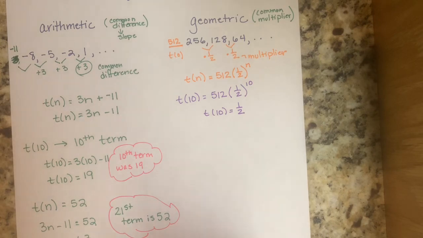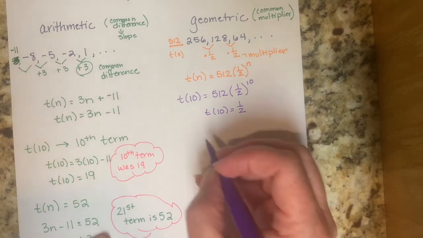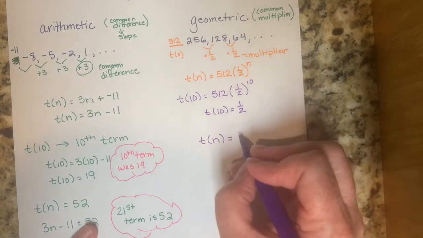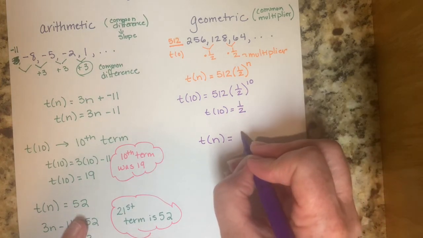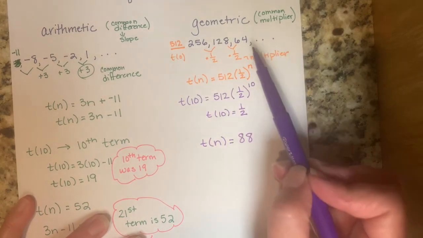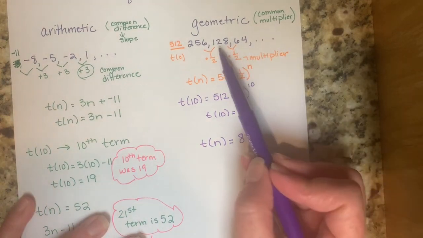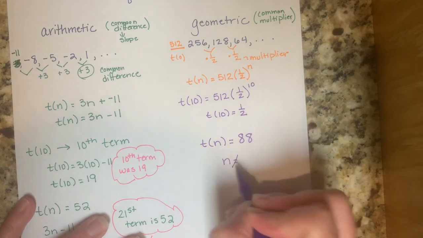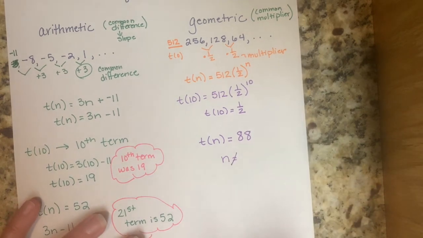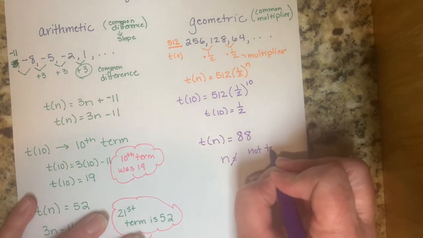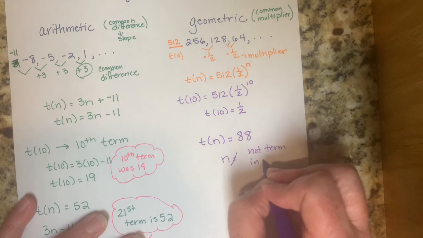But what we don't really know how to do is me asking you what term equals something like 88. But what I do know is when I have my list up here, if I have 64 in my list and I have 128 in my list, then I know that there is no n that can give me 88. So 88 is not a term in my sequence.